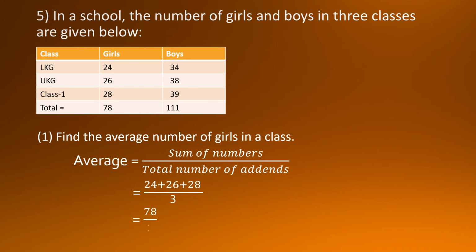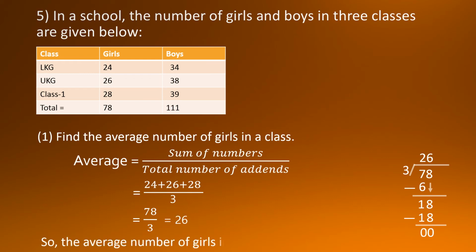Now do the addition. We get 78 divided by 3. If we divide 78 by 3, we get 26. So the average number of girls in a class is 26.